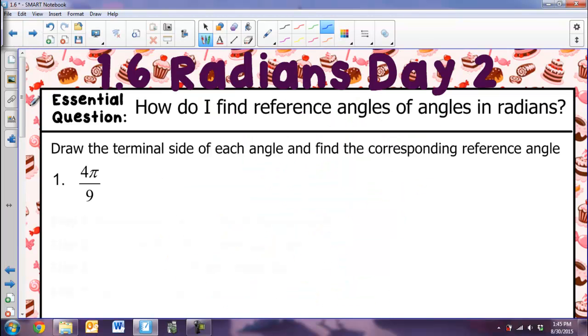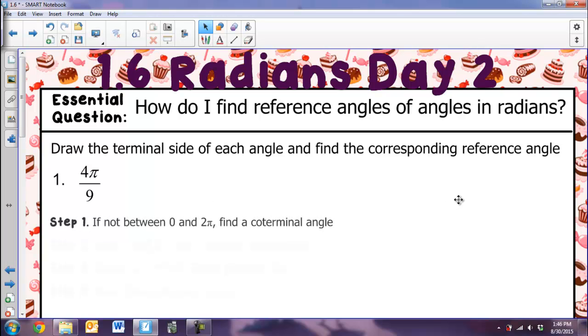Okay, so again, we're looking for reference angles of angles in radians. Our goal today is to draw the terminal side of each angle and tell what the corresponding reference angle is. So the first one that we're going to deal with is 4 pi over 9. There are a set of steps that you're going to use while you're solving these. The first one is, if your angle is not between 0 and 2 pi, we need to find a coterminal angle. So if we're looking for one that's maybe larger than 2 pi, negative or positively, we want to find that coterminal angle so that we can graph it effectively.